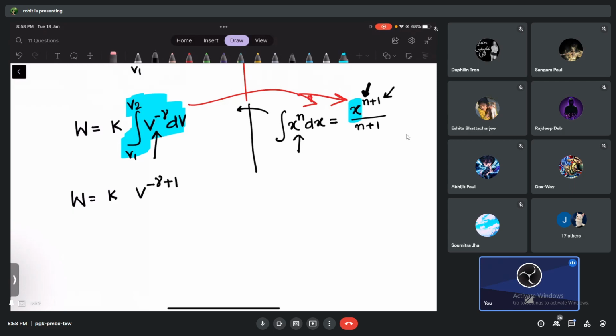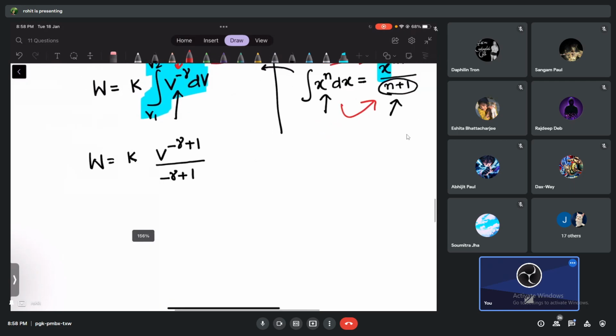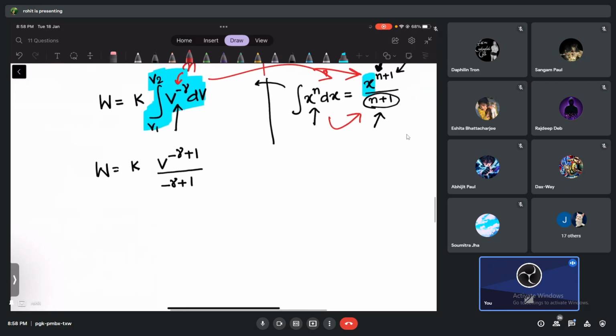Plus 1, that means I must increase the power, and I must divide by n plus 1. That means I should write minus gamma plus 1. I hope you understand. This n is like your minus gamma, and that is how this whole formula is written now. Anyone has doubts, please ask me. During our time also, we did not understand much, but we really have to go through these things. So you guys also.